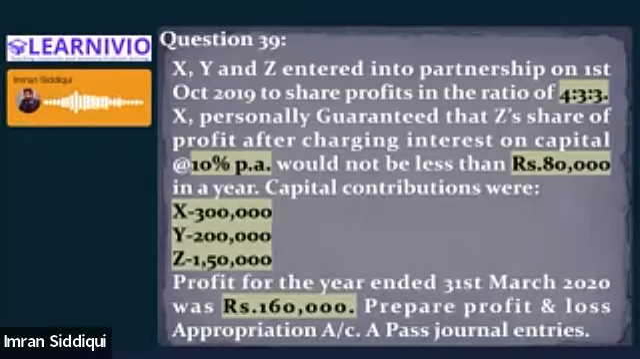Then the capital contributions of the partners are given in the question: 3 lakh, 2 lakh, and 1 lakh 50,000. Apart from this, the profit made in the year 2020 is also given, which is 1 lakh 60,000. We need to prepare the profit and loss appropriation account and pass the journal entry. Okay, so let's do it.